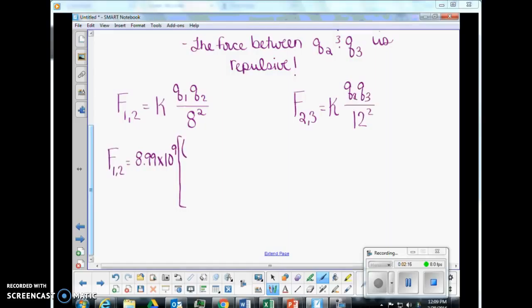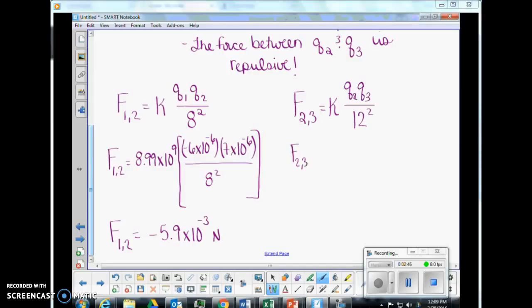So I'm going to plug in my numbers, 8.99 times 10 to the 9. I'm going to plug in my -6 microcoulombs. Micro is 10 to the -6. So I've got -6 times 10 to the -6 times 7 times 10 to the -6, all divided by 8 squared. So the force of charge 1 on charge 2 is -5.9 times 10 to the -3.